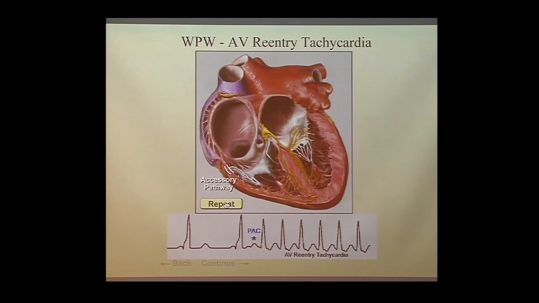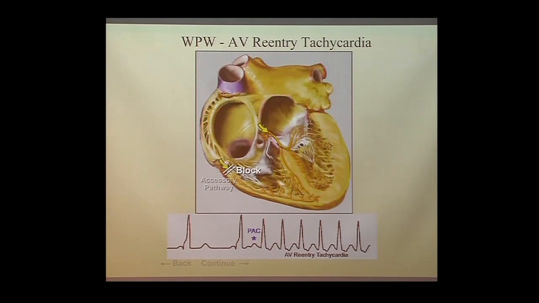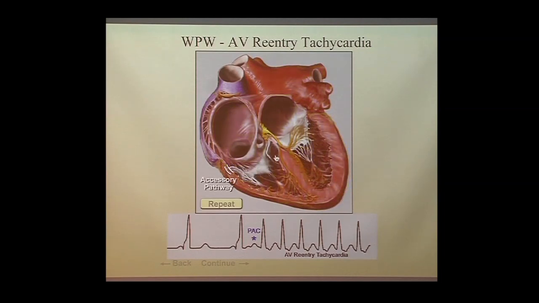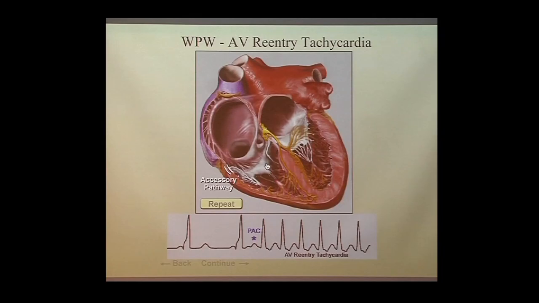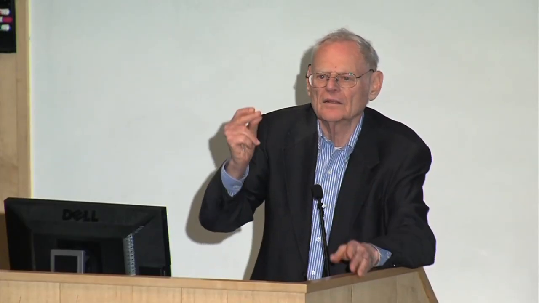Okay, let's repeat it because this is really neat. Here's the impulse, and it goes down both, and there's no problem. Do you all appreciate that? Then we have a little terrorist, an extra beat, which blocks here, but it goes down the normal, and then back up, and now the normal is ready to accept it, and this gives you your fast heart rhythm. And that explains why the patients are perfectly well until suddenly they get the premature beat that triggers the fast heart rhythm. So this is someone who has WPW, Wolff-Parkinson-White syndrome.